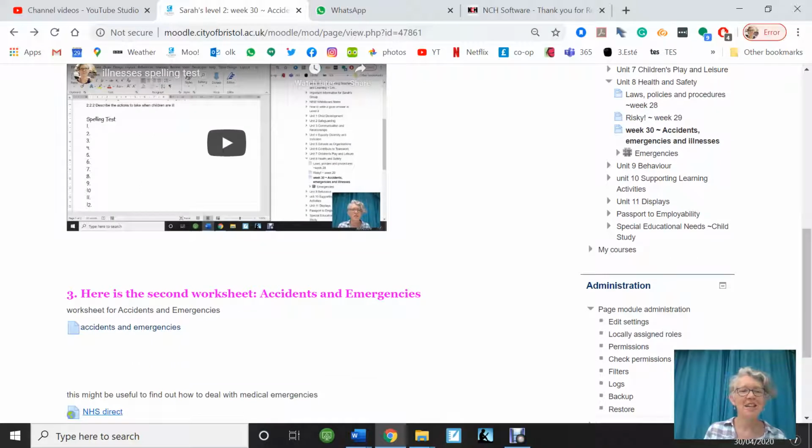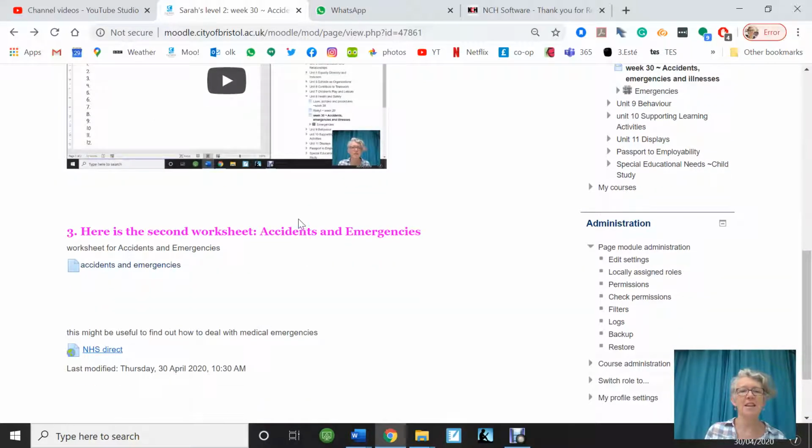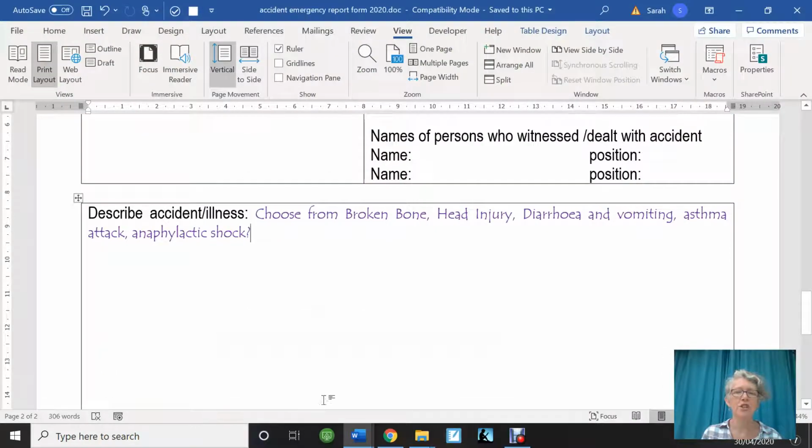Let's have a look at the second worksheet. The second worksheet is going to cover the accidents, emergencies and different situations. So if you click on this one, you'll get to the second worksheet.